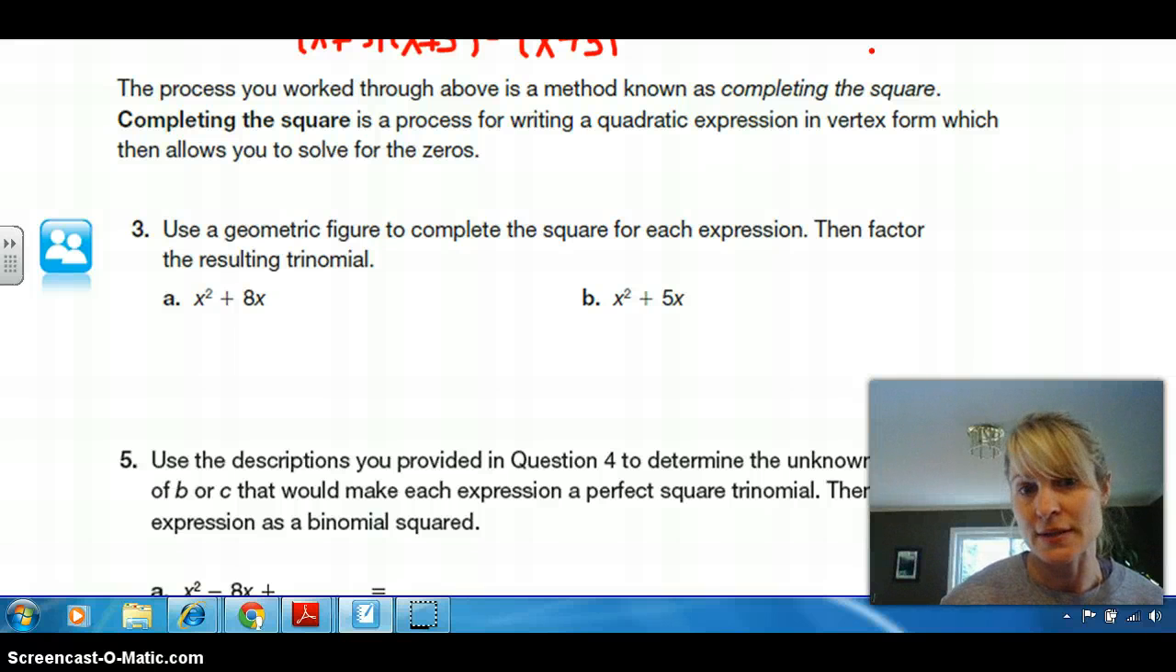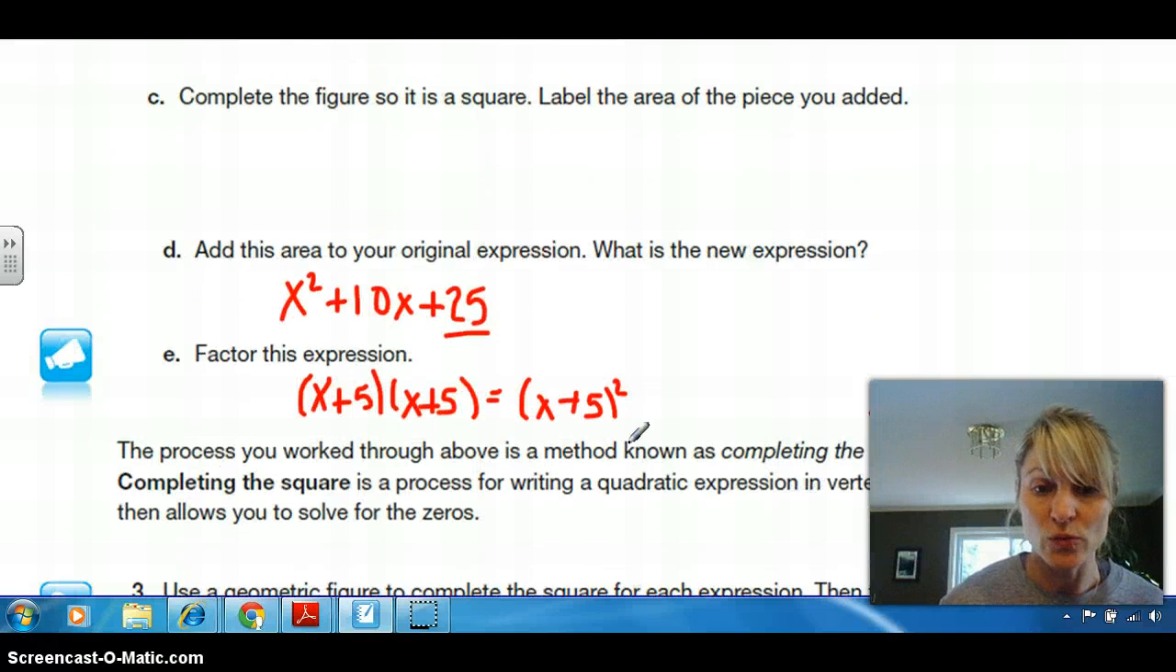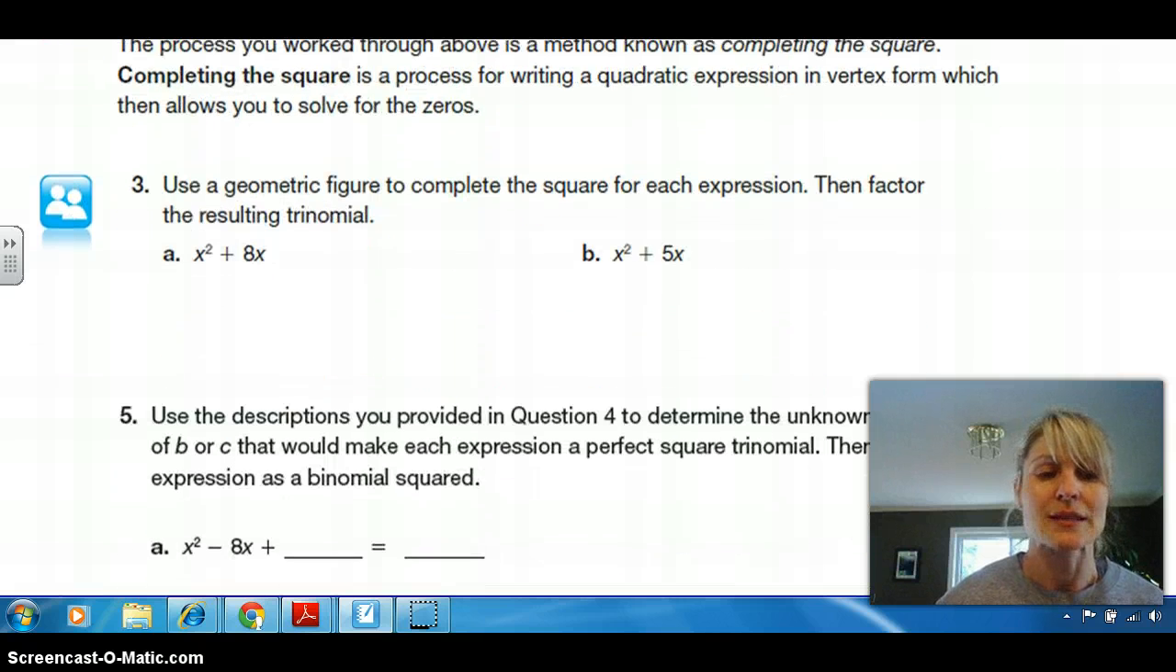It also lets us find zeros. Like if we looked at here, hopefully you would know that the zero of this expression would be -5. It crosses at -5 because you set that equal to 0. Okay, so now we want to look at this one again.